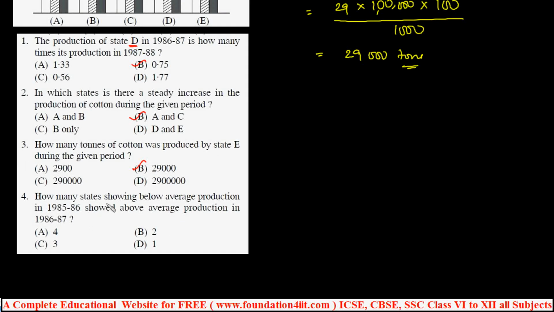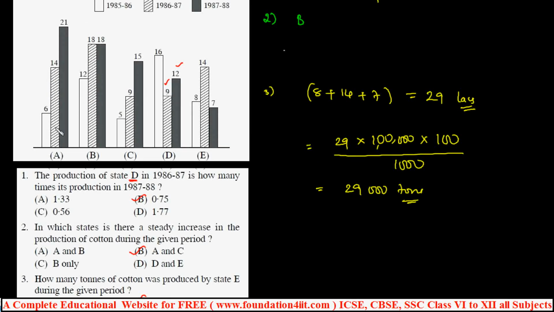Okay, how many states showing below average production in 1985-86 showed above the average production in 86-87? So here is the average production of the states A, B, C, D, E. You can see here 13, 6, 14, 21. Okay, 20, so 31 average production, and 16, 9, 66, so 12, 33, 9, 66. Some we can take average. So states A, B, E showed below average production by observing this.